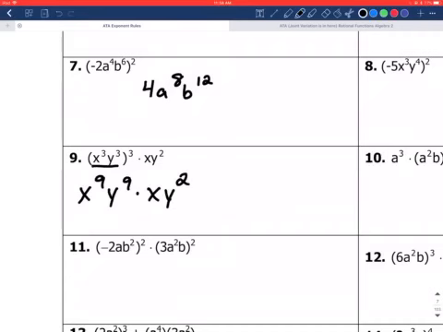And then we multiply these two monomials together. So when we are multiplying, not raising to a power, we're going to add these exponents. So that will be x to the 10th and y to the 11th. And that will be our final answer.